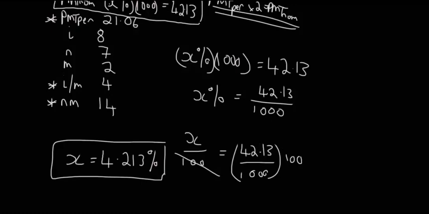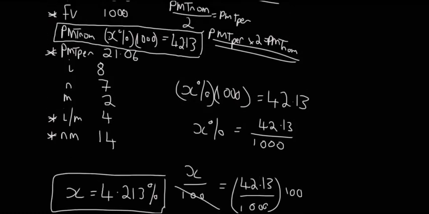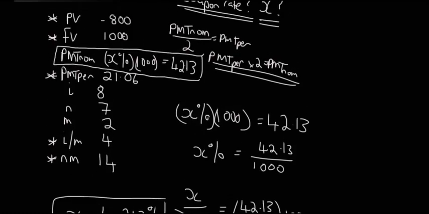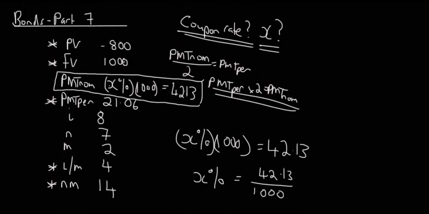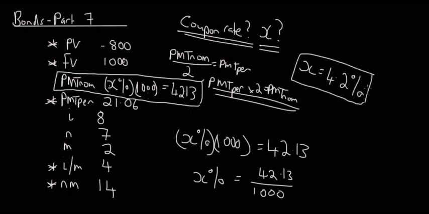So let's just scroll back up so you can have a look at the problem in its entirety, and let's just write over here X equals 4.2%. That is the coupon rate that was quoted on this bond, and that's really it. That's all there is to it. That's the hardest it can really get. Everything else is just plugging in.